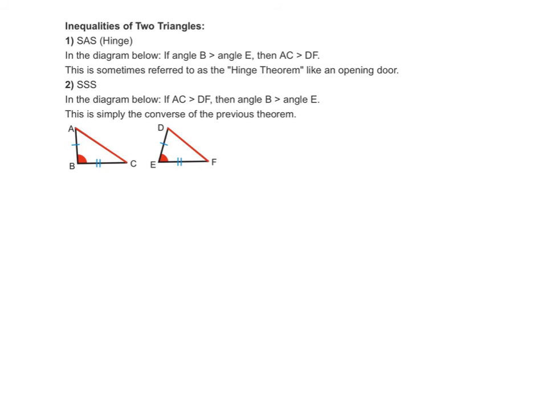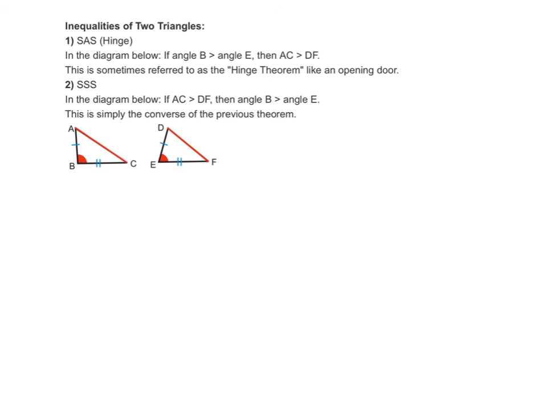The final set of inequalities involves two triangles. You can see here we have a picture of two different triangles. You'll notice that AB, this side, is congruent to DE, and BC is congruent to EF. And if angles B and E were congruent, then we'd say that these triangles are congruent by SAS. But what happens if angle B is not equal to angle E? In this picture, you can see that angle B is larger than angle E. And what that means is that side AC, opposite the larger angle, is bigger than side DF, which is opposite the smaller angle.